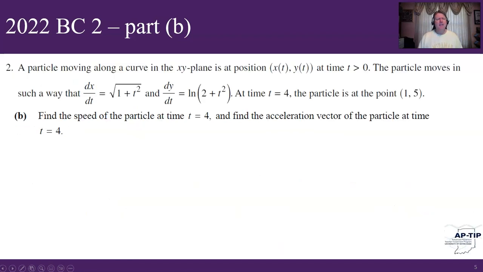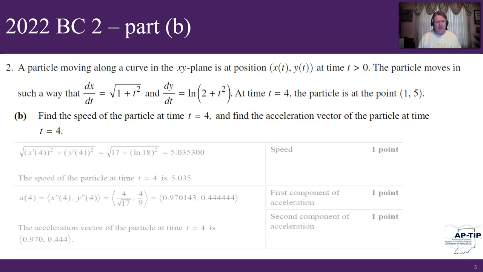All right, let's move on to part B now. Part B asks the student to find the speed of the particle at time t equal 4, and then to find the acceleration vector of the particle at time t equal 4. So one of the things as teachers that we want to make sure that we do, and students for sure, understand that even though this is a single part question, it is asking you to find two different things.